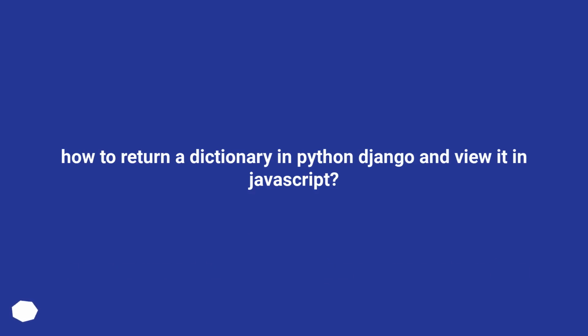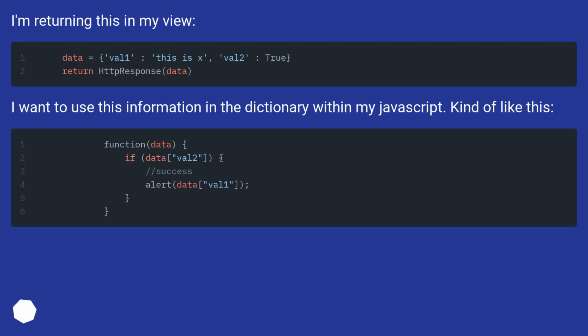How to return a dictionary in Python, Django, and view it in JavaScript. I'm returning this in my view. I want to use this information in the dictionary within my JavaScript. Kind of like this.